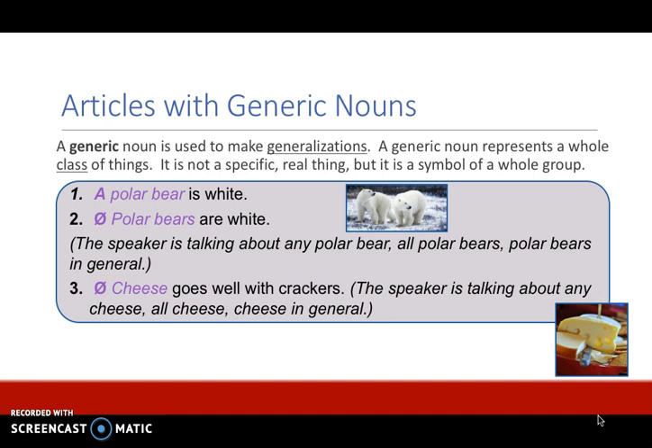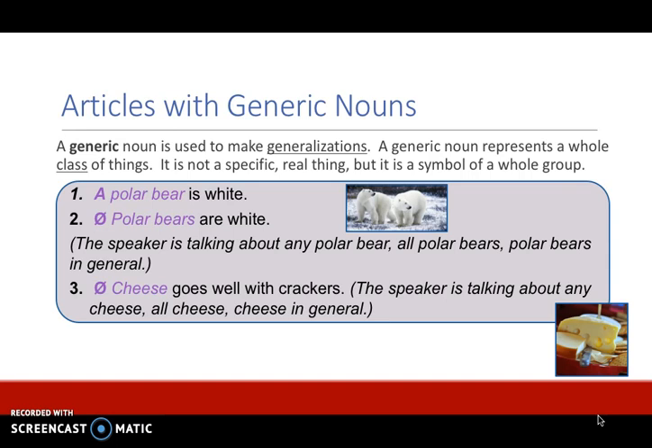A polar bear is white. And number 2, polar bears are white. So in both of these examples, the speaker is talking about any polar bear, all polar bears in general. They're not talking about only one polar bear or only a few specific polar bears. This is a general statement about all or any polar bears.